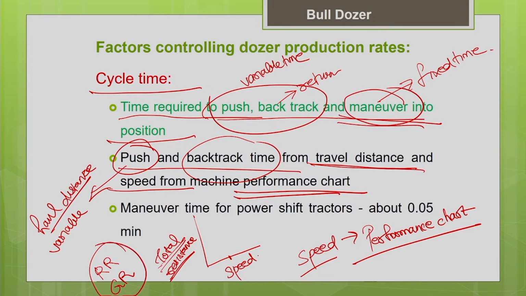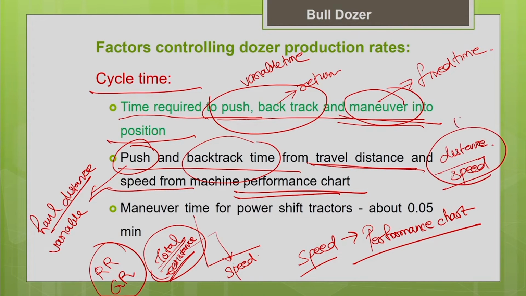Okay, if you know that, you can find the total resistance, and accordingly I can determine what speed is possible from the performance chart. Once you know the speed and the distance, I can calculate the push time and the return or backtrack time. For that I need to know the dozing distance and the speed. Speed I can determine from the performance chart.